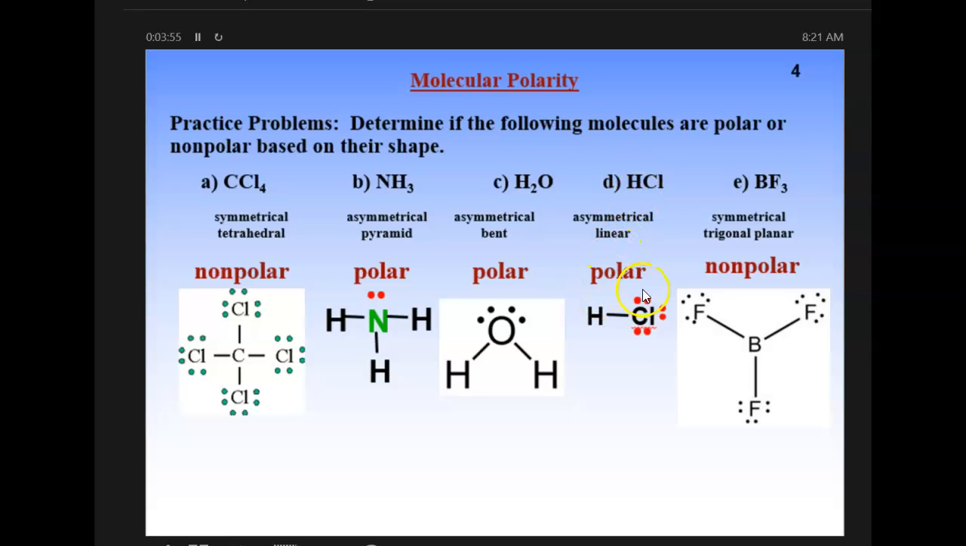Here's another one. Hydrochloric acid, polar because we've got this chlorine with unshared pairs and then a hydrogen here. But here we've got boron trifluoride. Single bond fluorine, single bond fluorine, single bond fluorine. Looks the same all the way around, symmetrical, nonpolar.